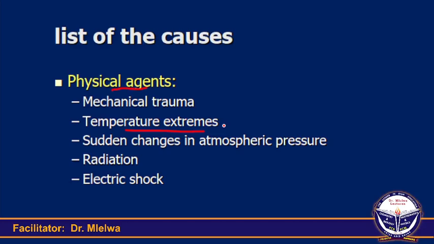The third physical agent is the sudden changes in atmospheric pressure. For example, we have read regarding the mountain climbers in our advanced level, and we learned regarding the adaptation acquired by the mountain climbers. But why did we learn regarding the mountain climbers? How was it important? This is because as you are moving from sea level and going higher, the pressure tends to change.